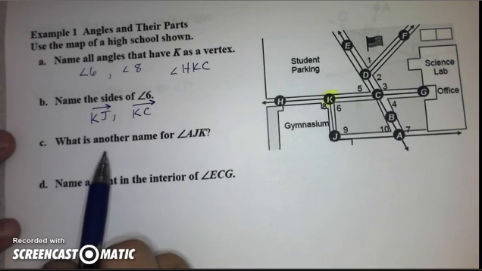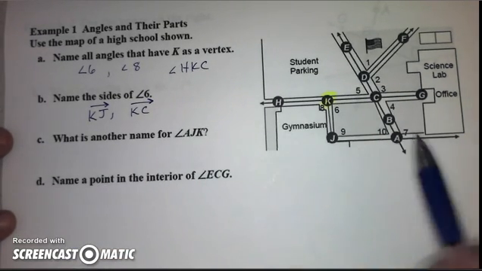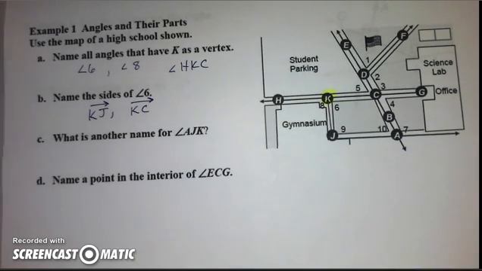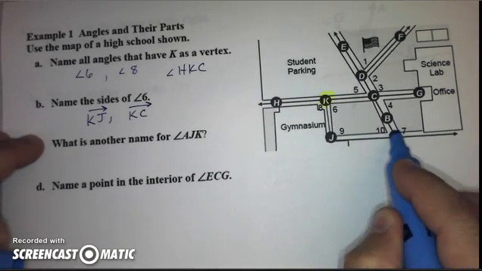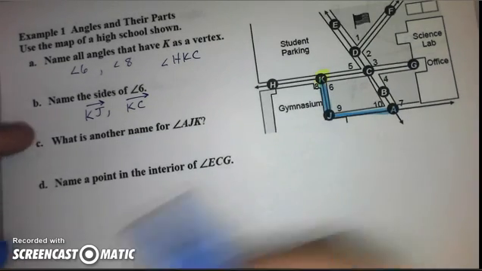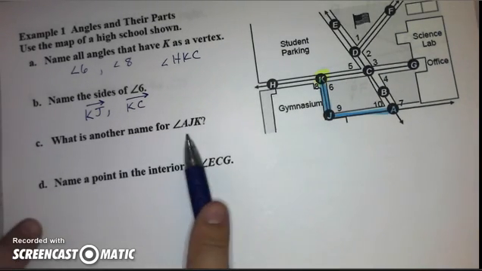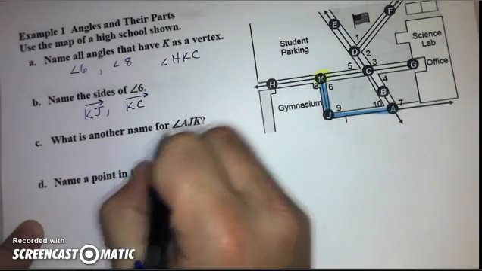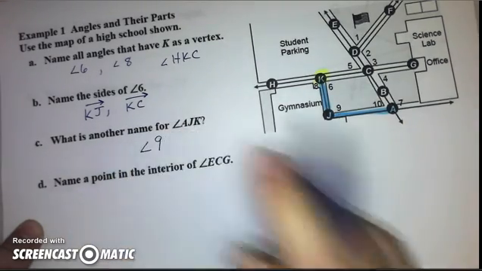Part C, what is another name for angle AJK? Angle AJK. Tracing it will help you determine which angle that is they're talking about. So if we would just trace it, AJK, you can see that's this angle. J is the vertex because it's the middle letter, so we know that's also angle 9. So another name for angle AJK is angle 9.